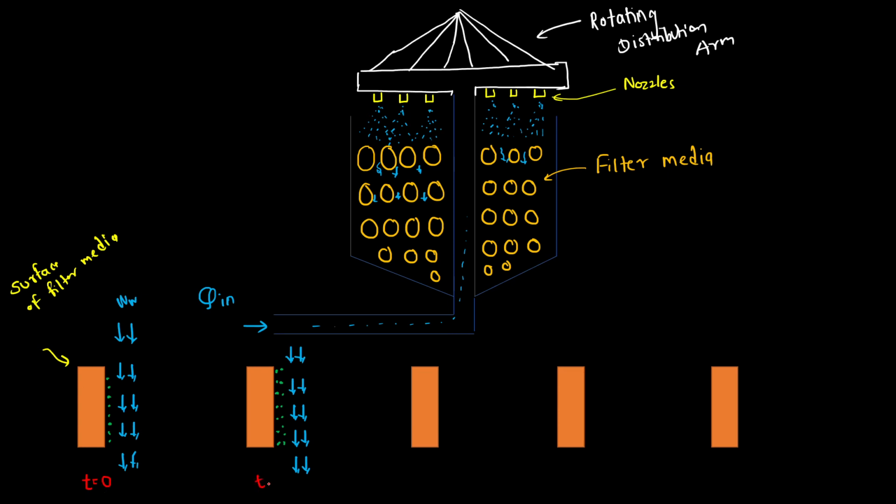So let's say after 1 hour, or time t equal to 1, after a certain hour, the thickness of this film has increased. Okay, now this film which is produced here is called a biofilm. Sometimes it is also called a slime layer. Now again, as the water keeps on passing, the thickness will keep on rising.